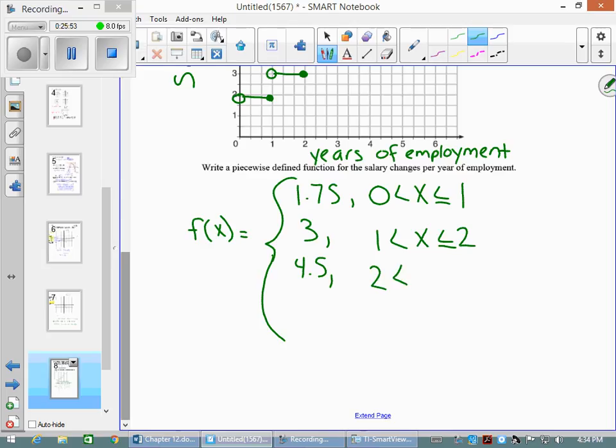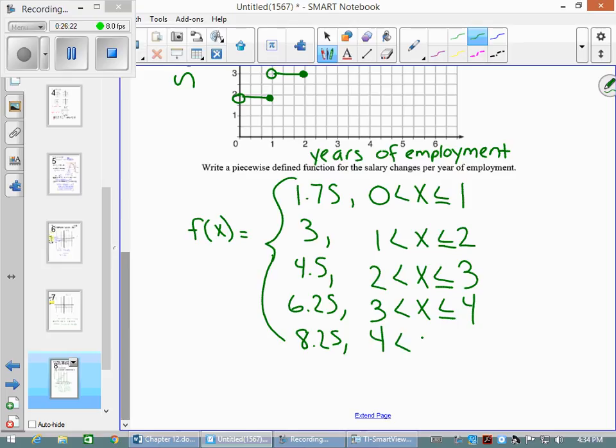Next we have 6.25. That starts at 3. We are not including 3, but we go up to and including 4 years. And our final one is 8.25. And we start that at 4. Once again, we are not including that 4, but we are going up to and including 5 years of employment.